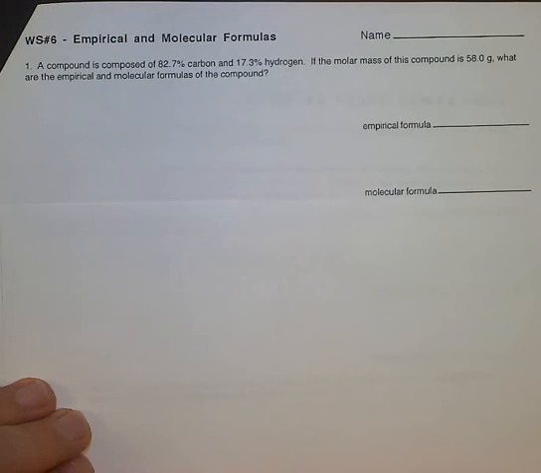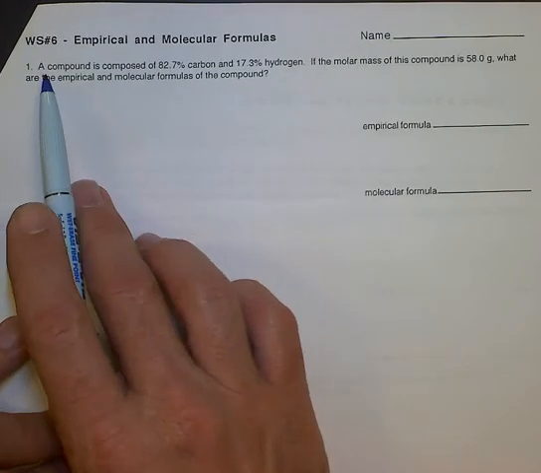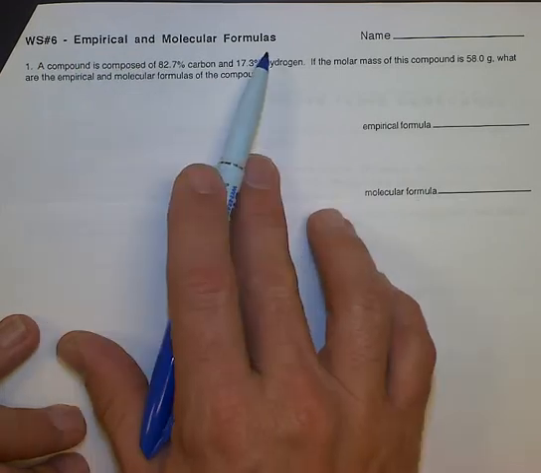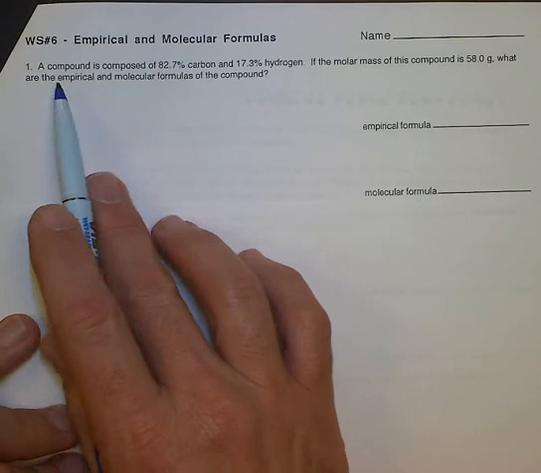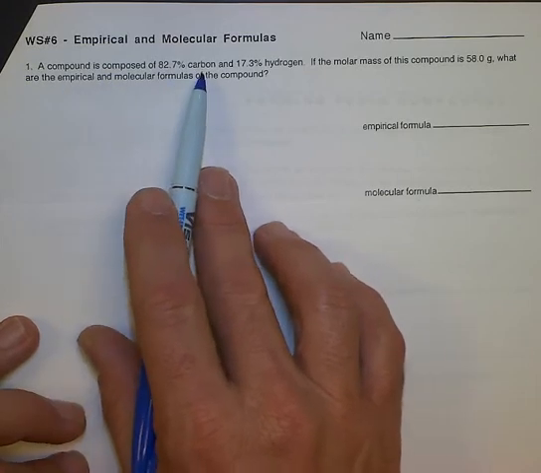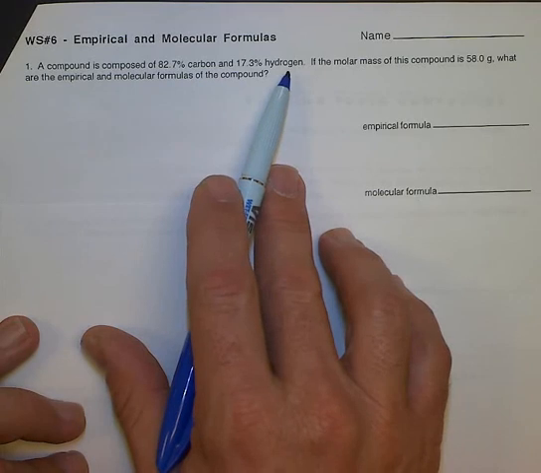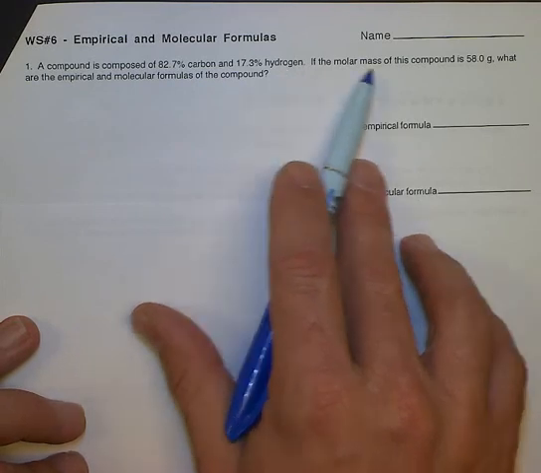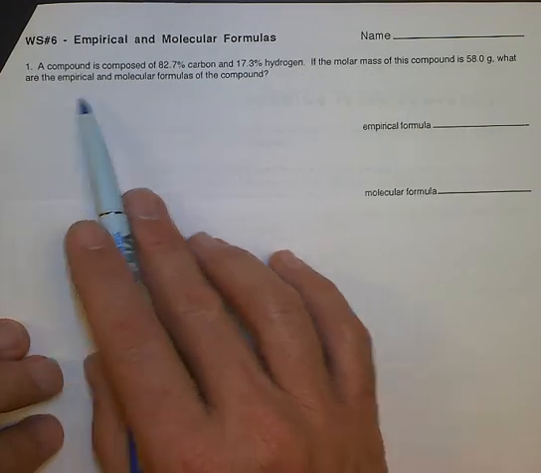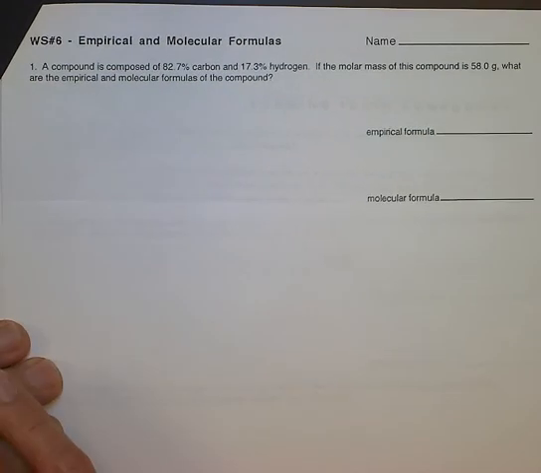So let's look at this first question here on worksheet 6. It says empirical and molecular formulas. And the question tells us that we have a compound and we know it's 82.7% carbon and 17.3% hydrogen. We're also given its molar mass at 58 grams, and so we want to know what the empirical formula and the molecular formulas are for this compound.